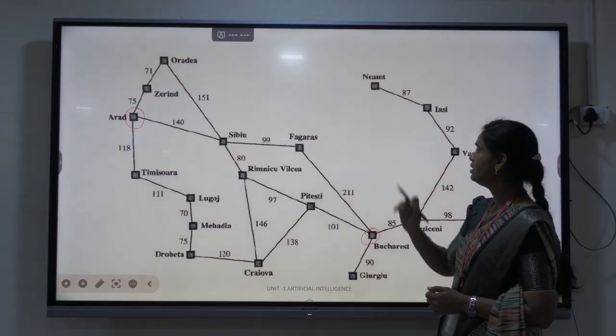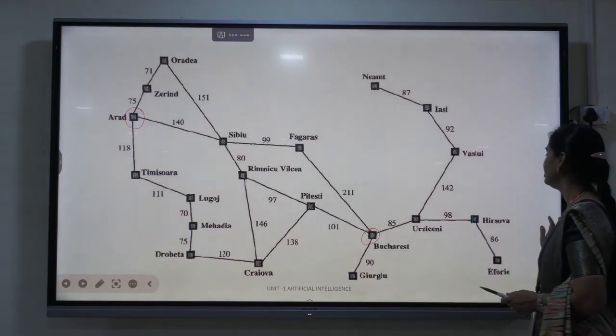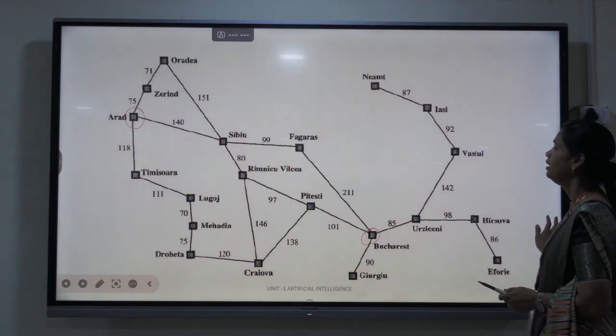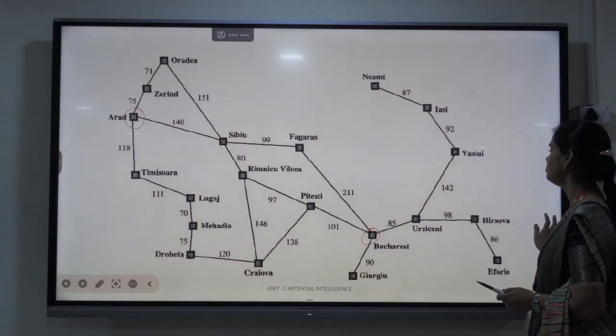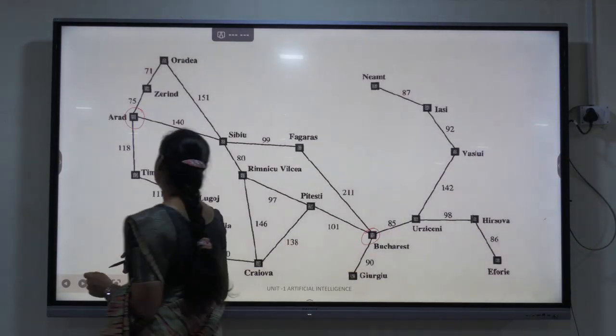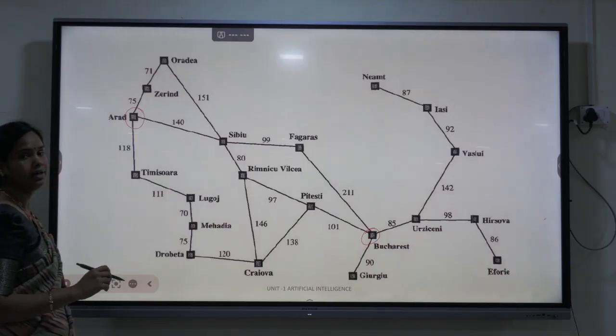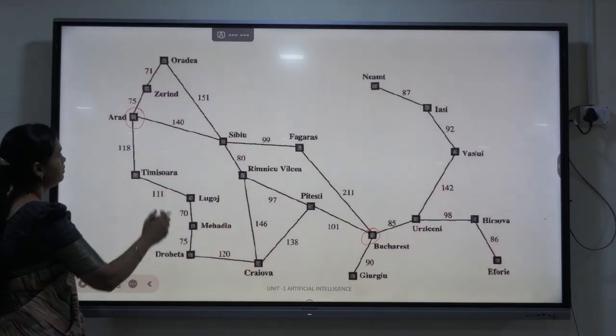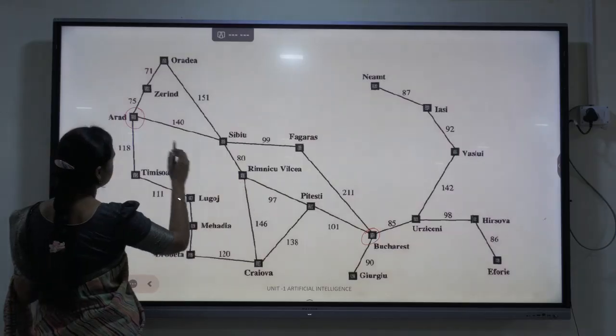So that is your starting node, and for each node the estimated cost to reach your goal node is being given, with h of n, because we need to know what is g of n and h of n. So we have multiple paths to reach Bucharest.